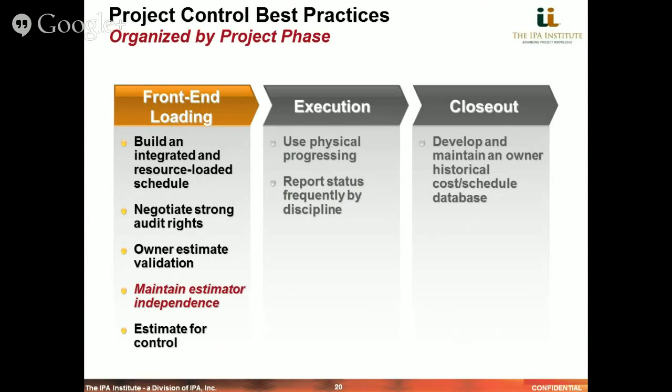Now, the fourth area of the front-end loading phase when we talk about project controls best practices is to maintain estimator independence. Again, as we'll highlight in the slide, the point is that you are setting up a checks and balance process that helps ensure a cold eyes type of input into your project estimate and schedule to help limit any opportunity for bias or other errors in the process.